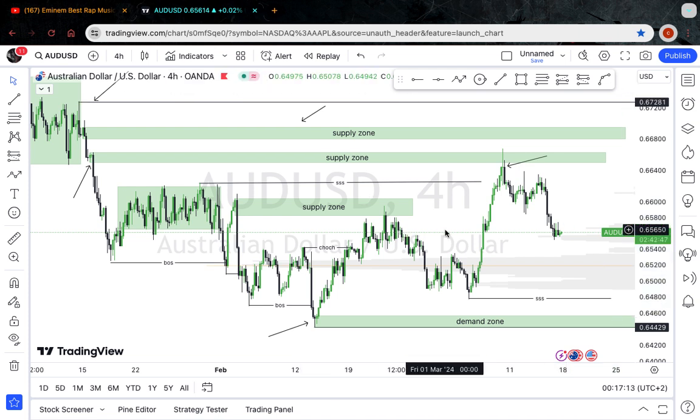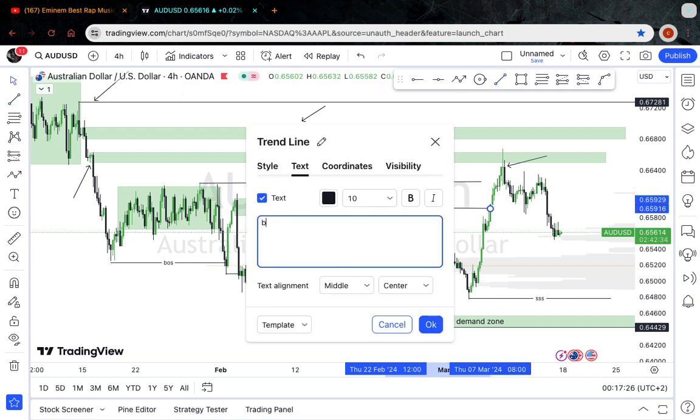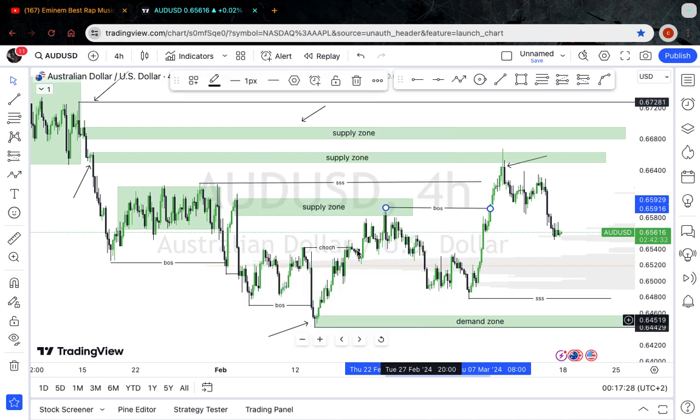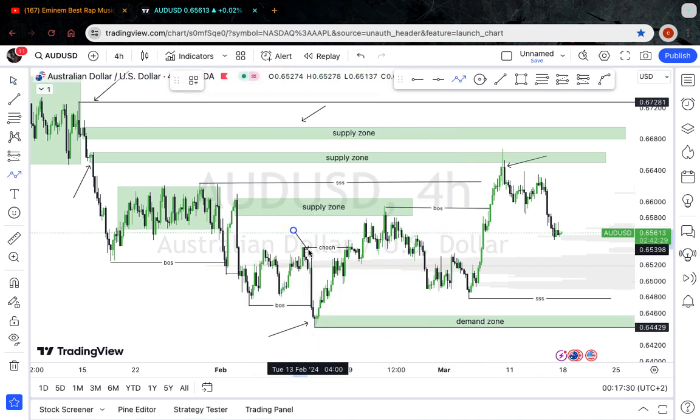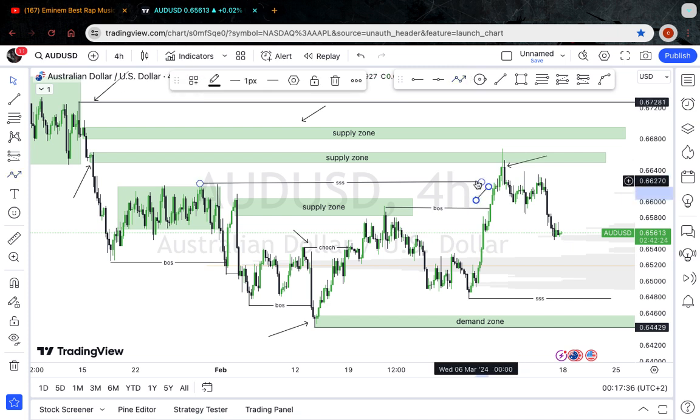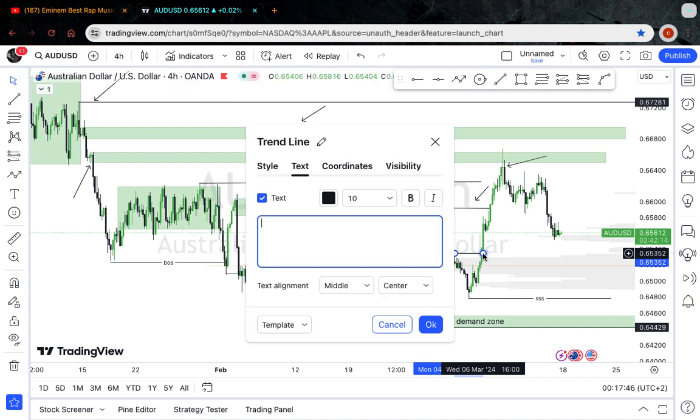You understand? And then from there, when the market took out that supply zone, it also gave us a what? A break of structure here. Remember, here we got a change of character, and then here we got a break of structure. And then also inside that break of structure, we had an internal break of structure. We can just write BOS.